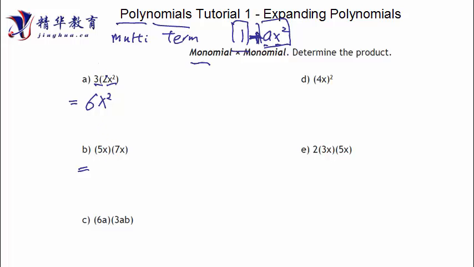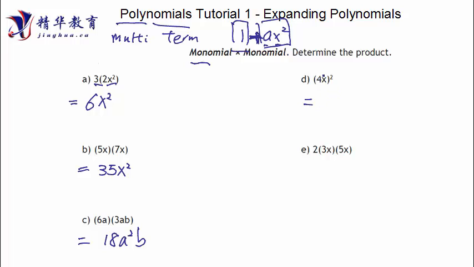So this one, we're looking for like terms, right? 3 looking for 2 is like terms. 5 looking for 7 is like terms. 5 times 7 equals 35. x times x equals x squared. Finished. Easy enough, right? Good. 6 times 3: 6 looking for 3 is 18. a looking for another a is a squared. And then there's no b here, b just left. Done.